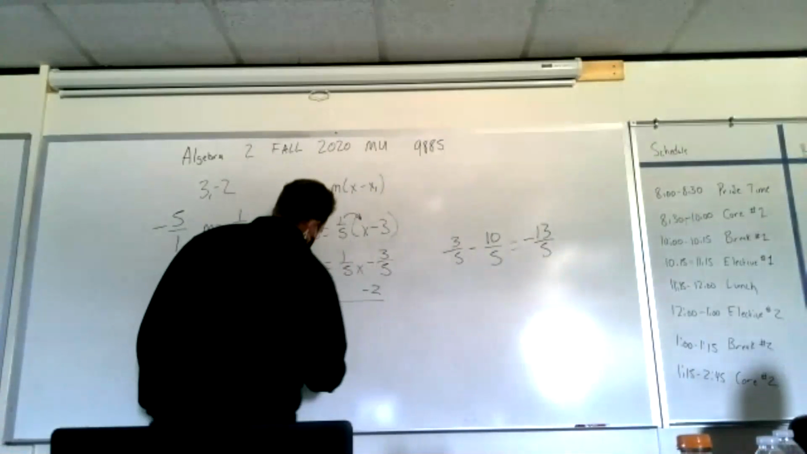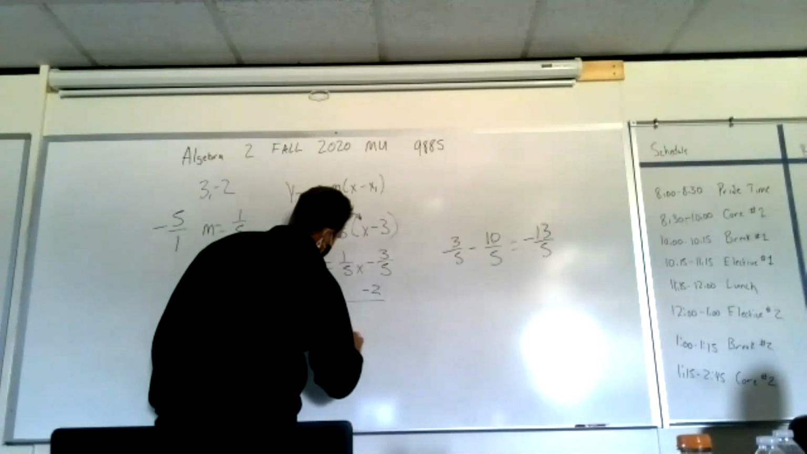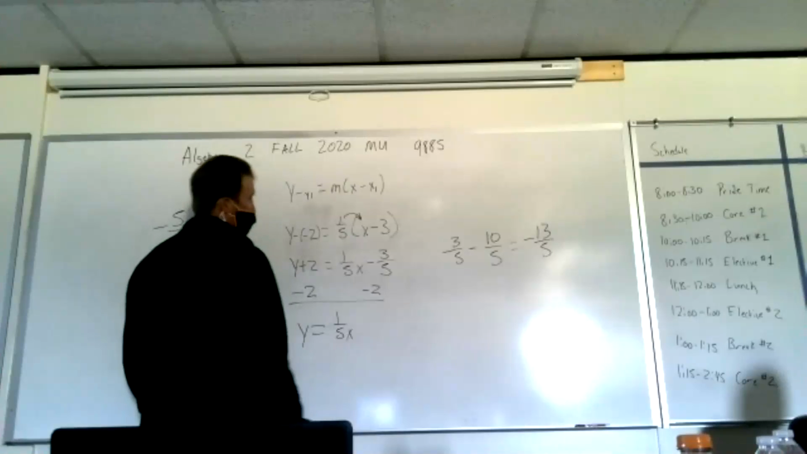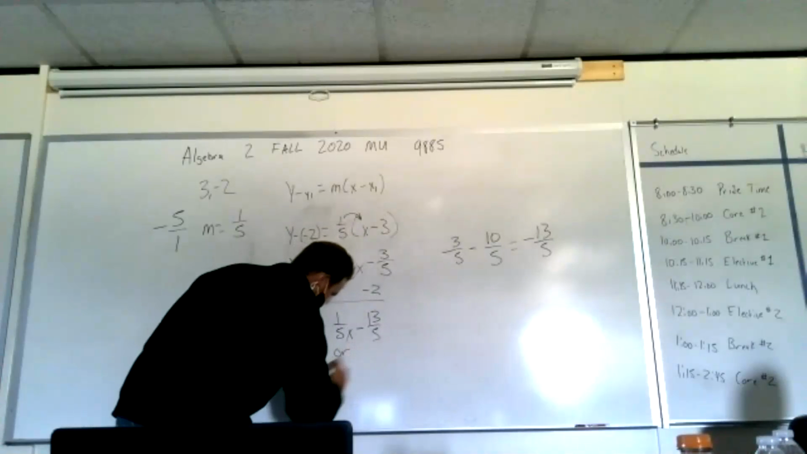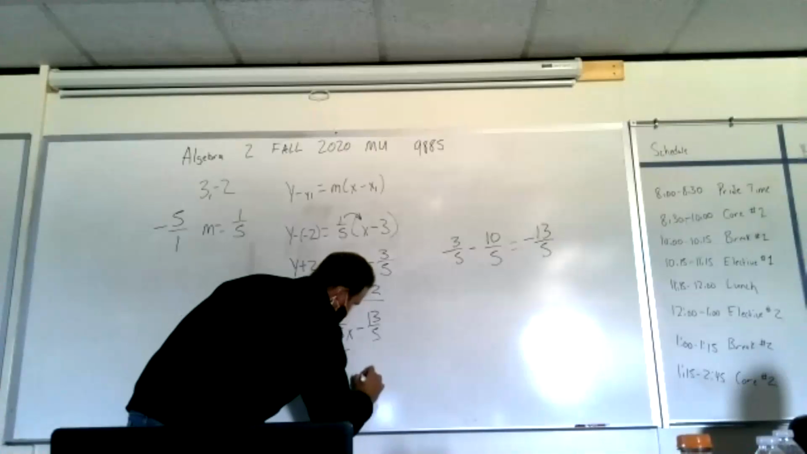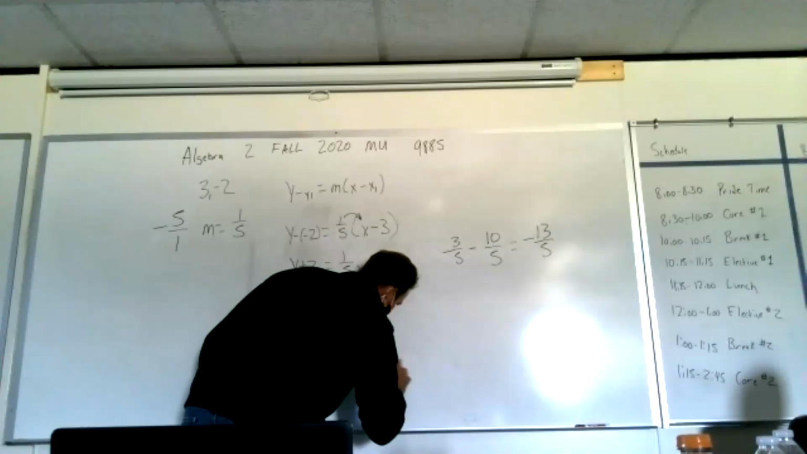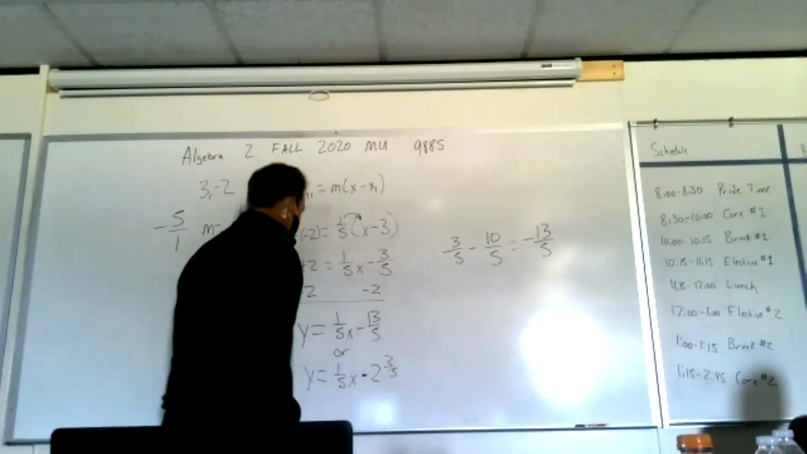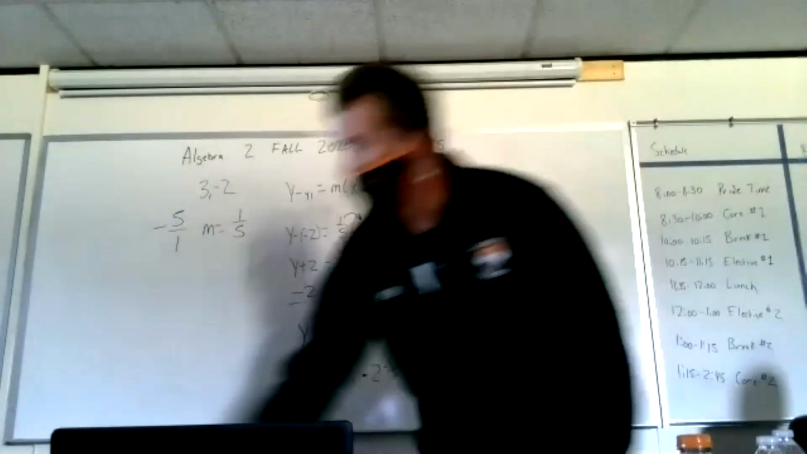So my equation is y is equal to 1/5 x minus 13/5, or y is equal to 1/5 x minus 2 3/5. Both should be equivalent.